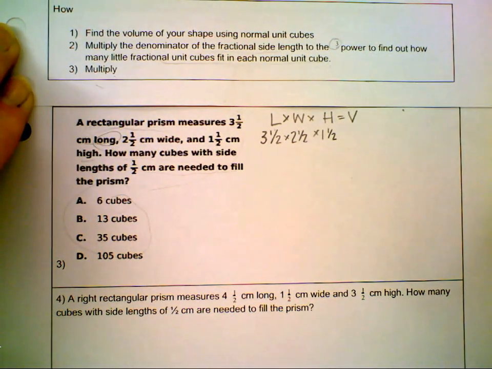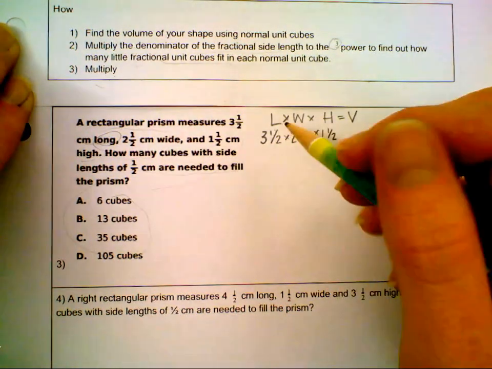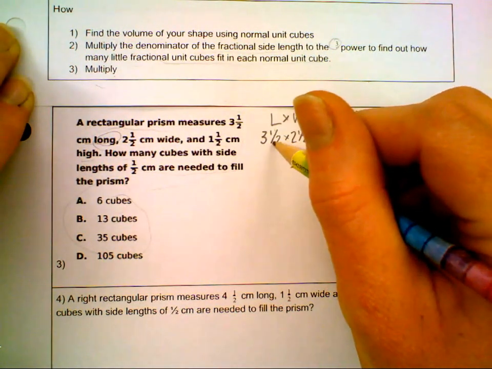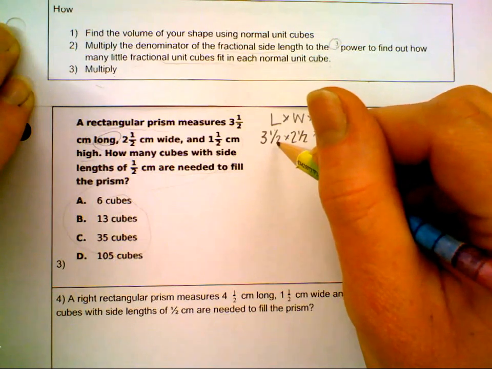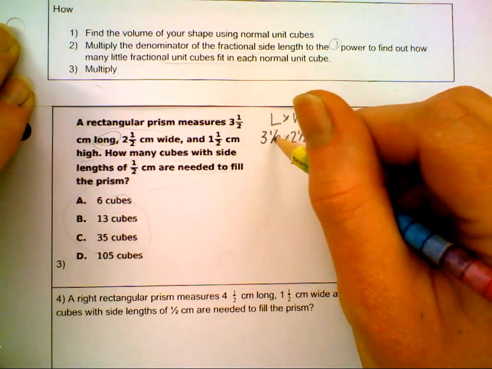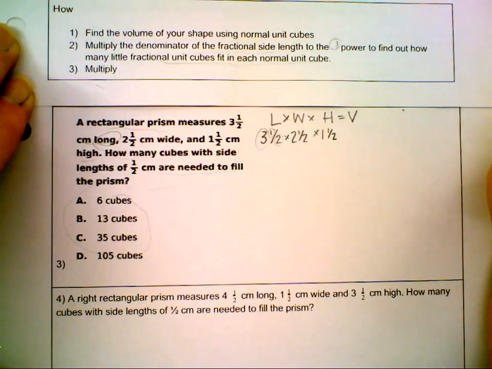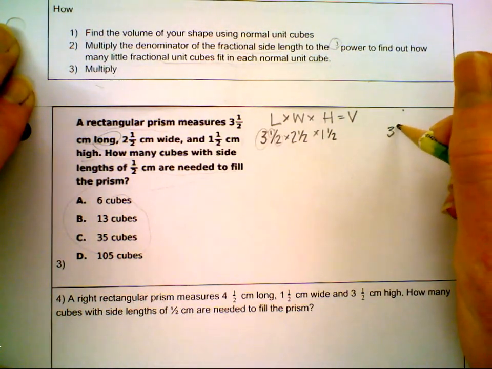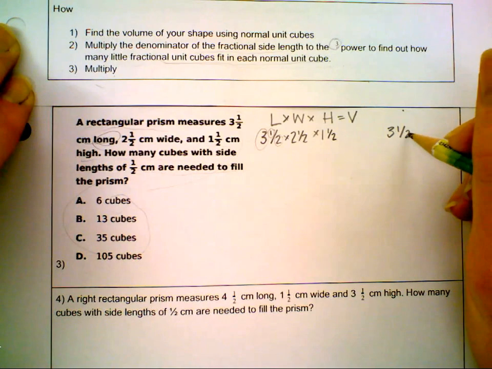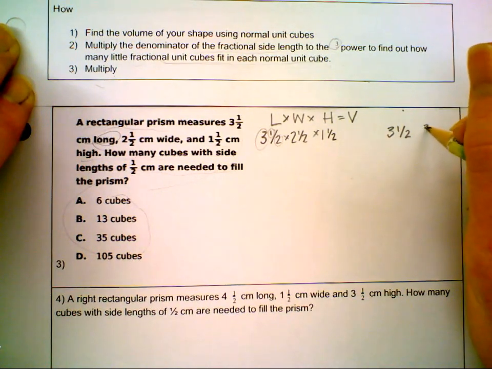So what I need to do is convert them. If I remember, when I convert a mixed number into an improper fraction, I multiply the denominator by the whole number and then add the numerator. So let's do that over here. We'll do each one. So 3 times 2 gives me 6.